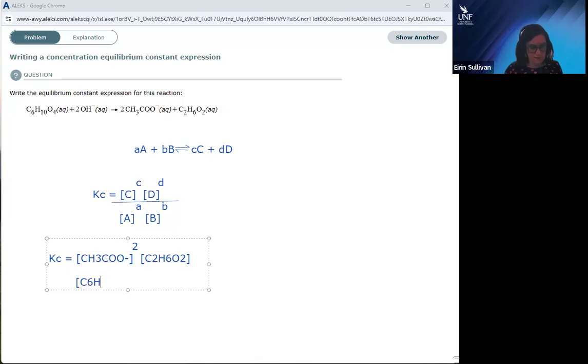And then divide by reactants, so C6H10O4. Make sure they're all aqueous, only aqueous things are going to appear. Okay, stoichiometric ratio is 1, so just the power of 1, times the concentration of hydroxide, and that will be raised to the power of 2. So that's it. That is our concentration equilibrium constant expression.